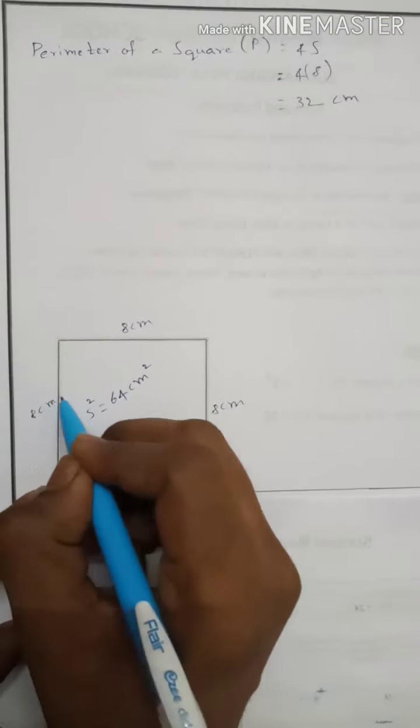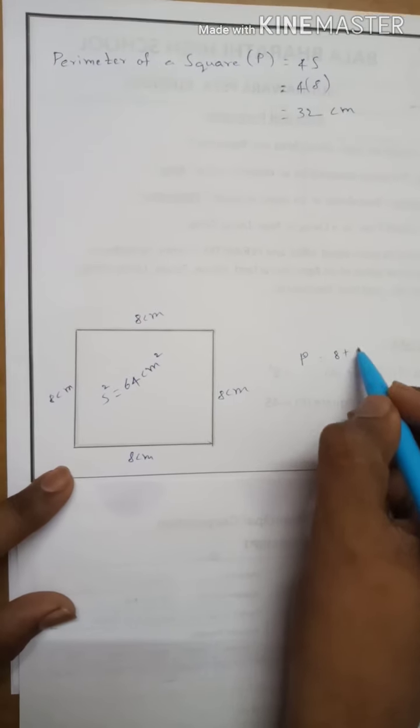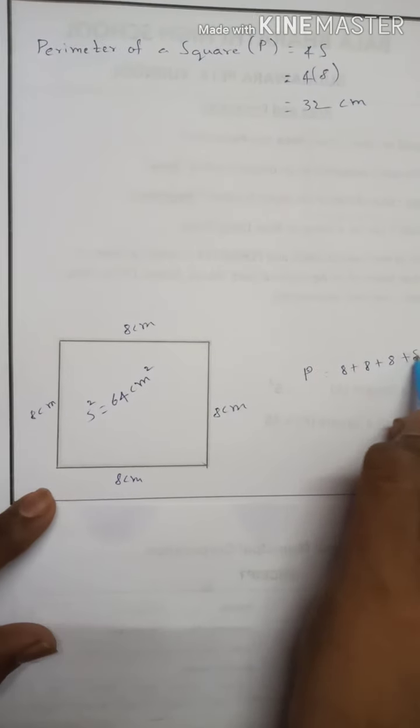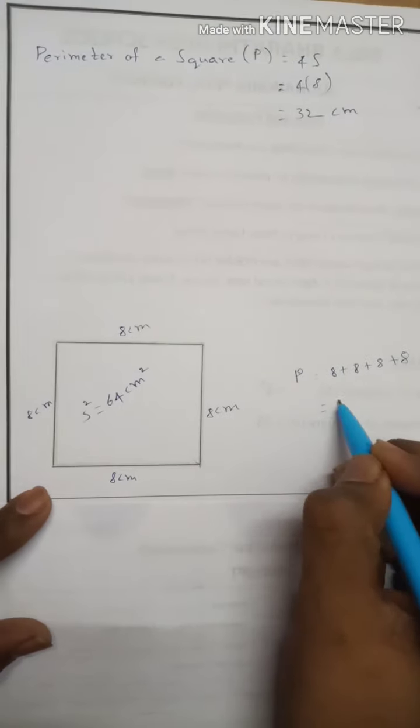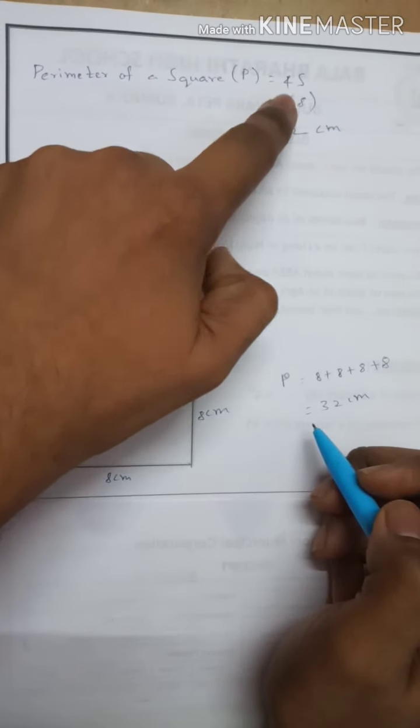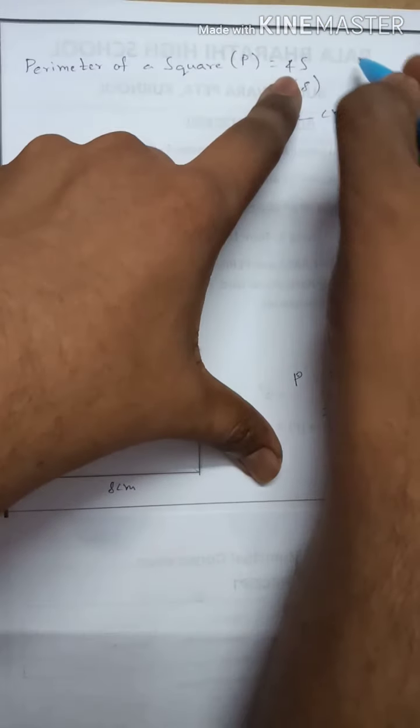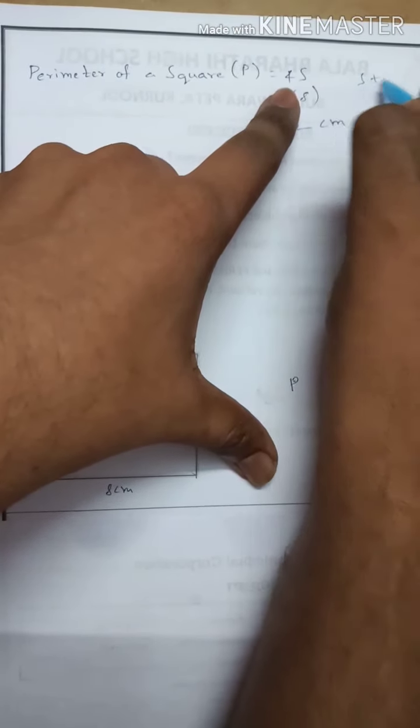If you want to find the perimeter for this square, just add all sides. Perimeter be equal to 8 plus 8 plus 8 plus 8, that equal to 32 centimeters. Okay, so in the simple form we will write perimeter equal to 4s. Here 4s means s plus s plus s plus s. So if you add all the four sides, then we will get perimeter.